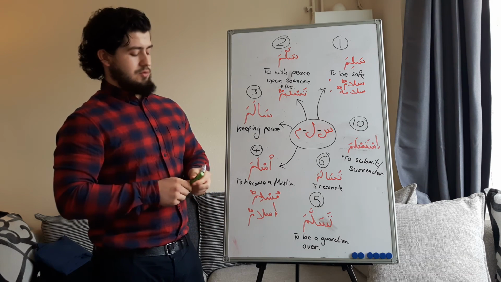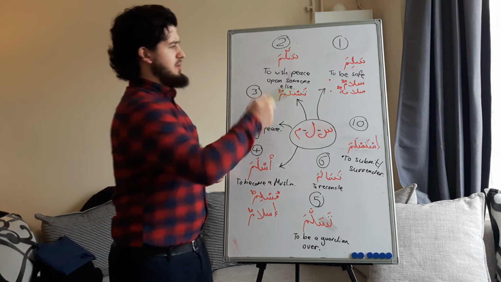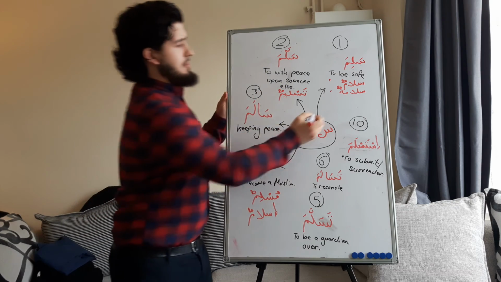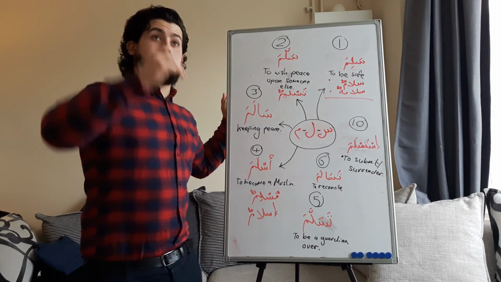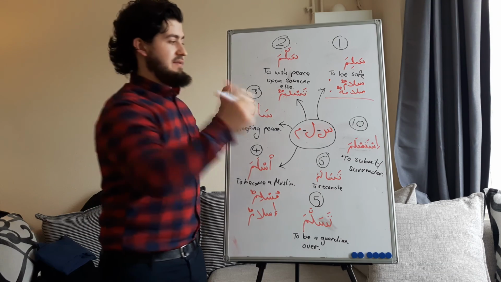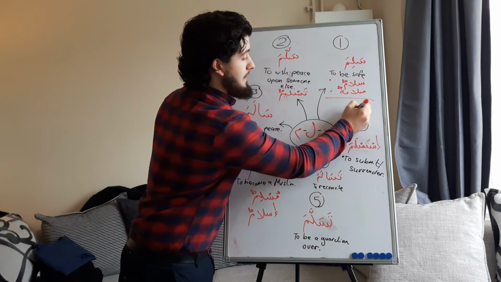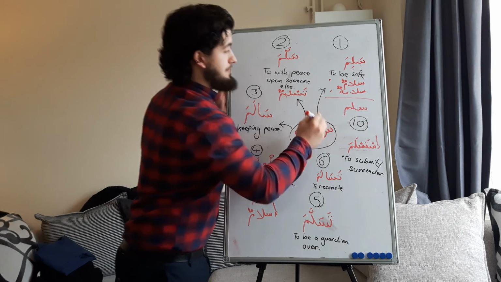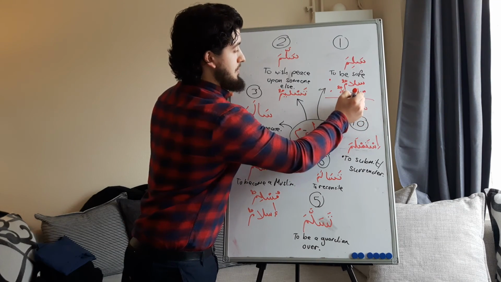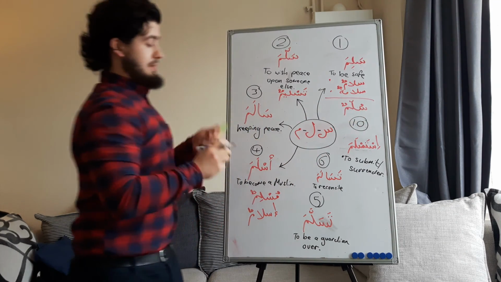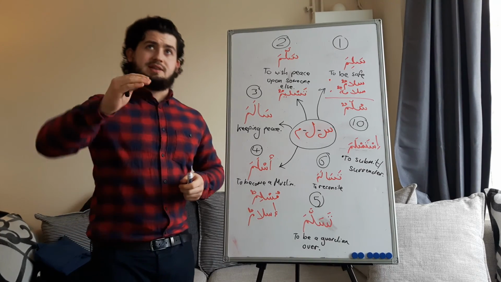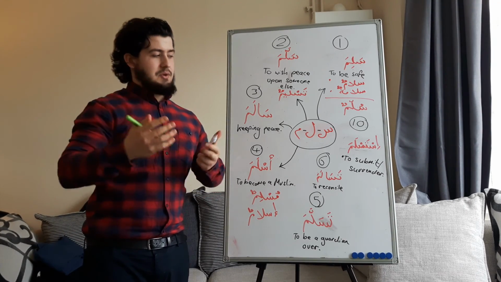I'll just give you one more word which is quite interesting. I suppose the word is actually from the form 1, but the word for a ladder, somewhere to get to safety, a way of getting to safety, a ladder, is sulmun. Sulm is a ladder, meaning somewhere to get to safety. So that's quite interesting as well.